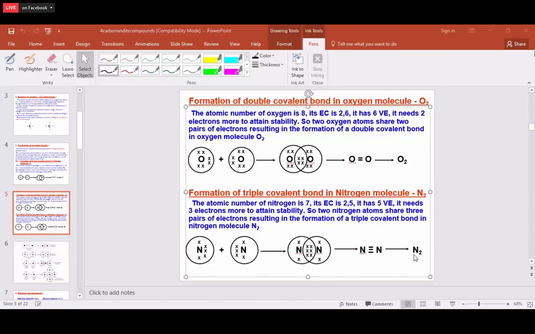Nitrogen as an atom is highly reactive, but the N2 molecule is inert. It does not react at room temperature because it has a triple bond in its structure. Why is it inert? Because we have to supply a lot of energy to break these three bonds. That's why it is inert at room temperature. At high temperature, it starts reacting with other atoms.